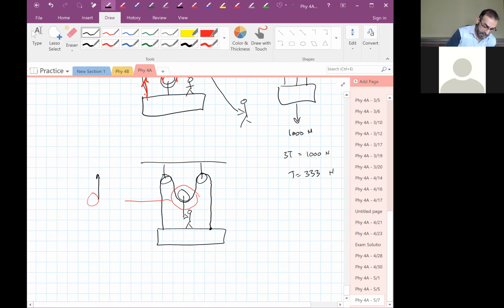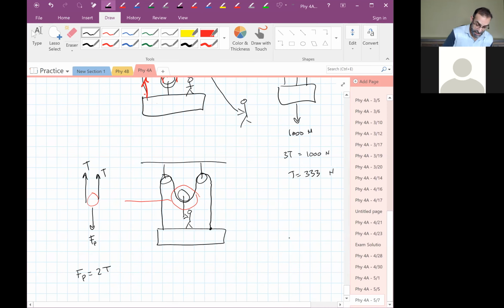We have a tension, and a, let's call that the pulling force, I guess. How does that sound? So what does the pulling force have to be equal to? Twice the tension in the rope, okay?